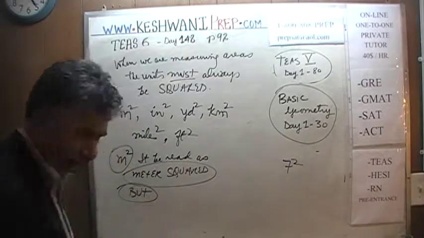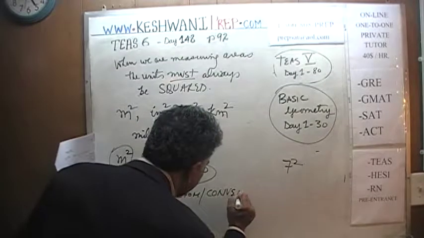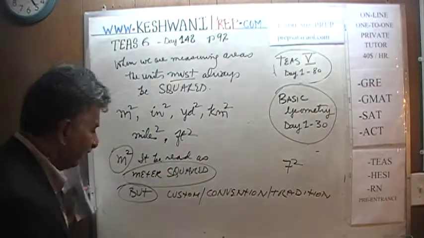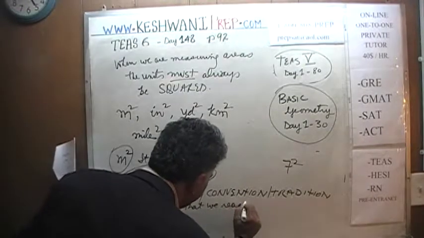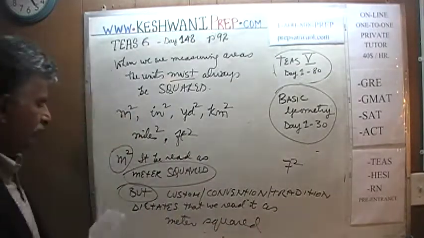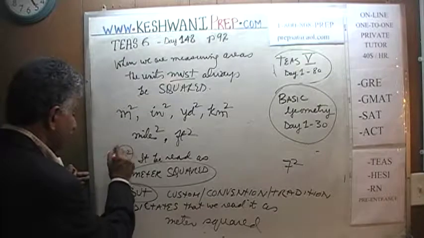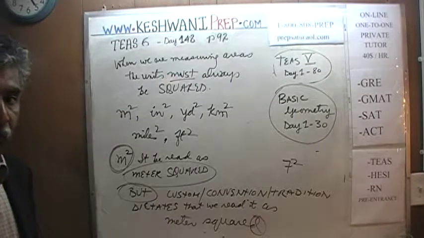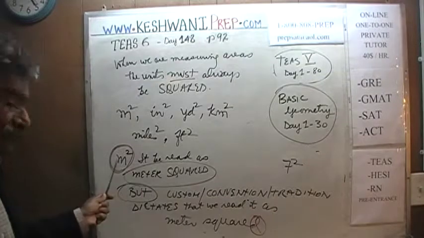But convention dictates, tradition dictates that we read it as meter squared. And sometimes people are so lazy, or maybe they don't know any better, they simply read this thing as meter squared. They don't even say the D part, that's just a meter square. It should be meter squared. But even then, to read this thing as this is wrong. That's not how it should be read.